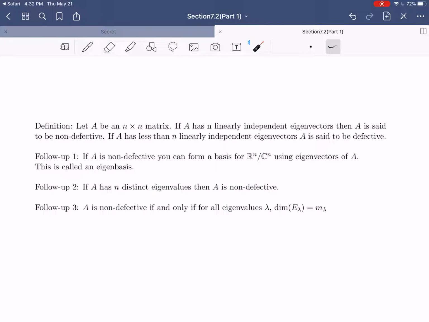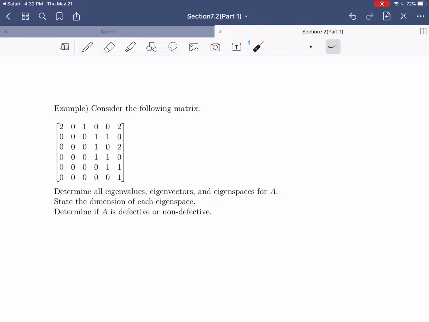All right, let's put all of this terminology together into one example here. We've got this massive matrix that we're going to be looking at. This is a 6x6 square matrix. We're going to determine all the eigenvalues, all the eigenvectors, all the eigenspaces. We're going to state the dimension of each eigenspace, and then we're going to determine if this matrix A is defective or non-defective. Now, this could be a tremendous amount of work.